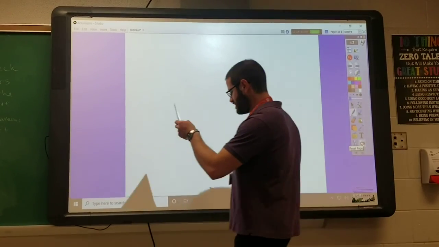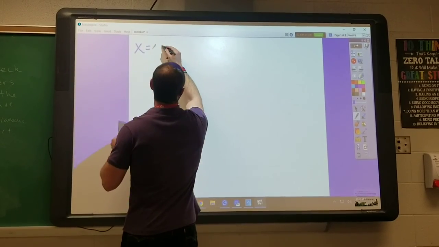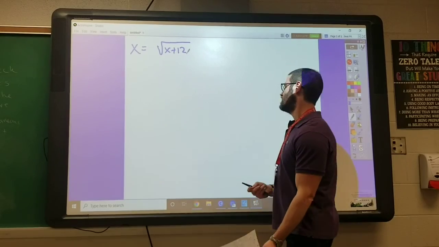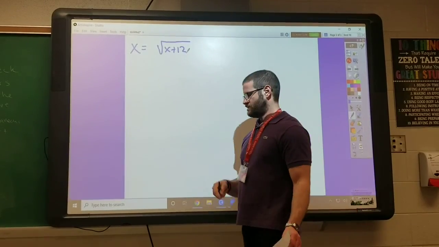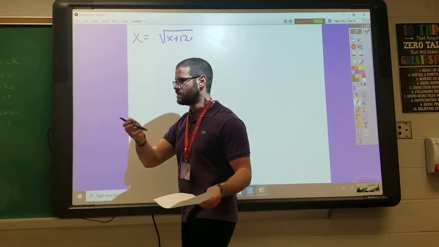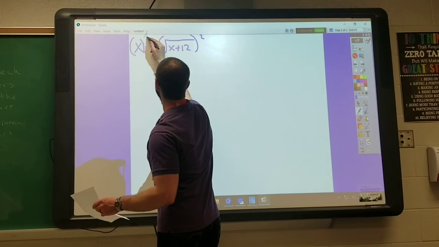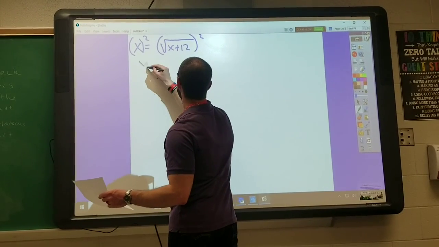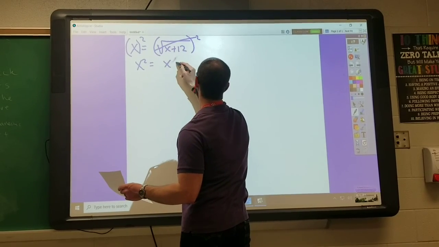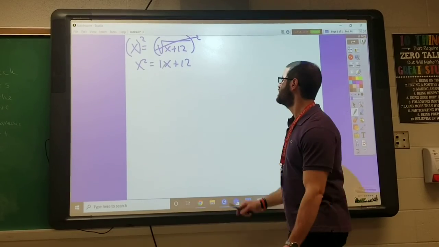All right, let's look at another one. So let's say I have x equals the square root of x plus 12. And we're going to do it the exact same way. To get rid of the square root, remember, I need to square both sides. So squaring this side, squaring this side, I get x squared equals, the square root goes away, so I have x plus 12. Remember, this is really 1x plus 12.